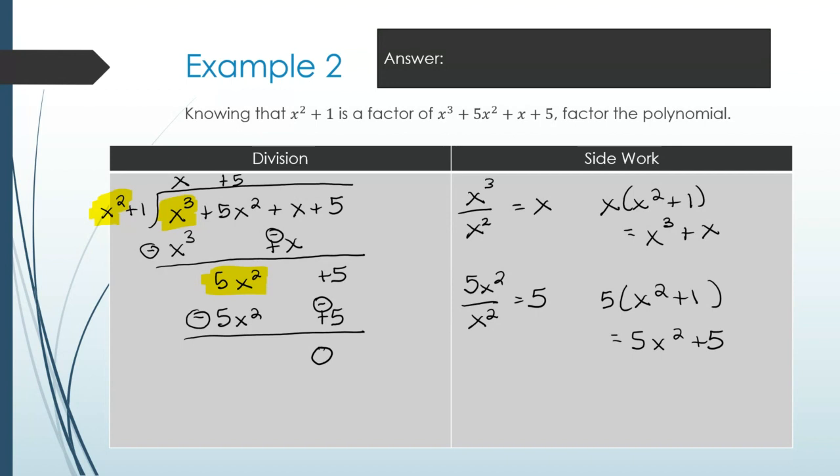So factoring the polynomial, one of the factors is x squared plus 1. The other one is x plus 5, the result of the division. So this is a cubic polynomial. We could factor this one by grouping. You can also factor it if you know what one of the factors is already going to be.